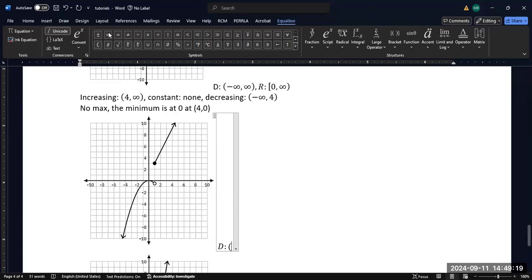So negative infinity to infinity. Now, what about the range? Here we do have to write our interval in 2 segments. And the reason for that is because as you go up from the bottom, there is a gap in our graph. There's a break where there's no values going on.